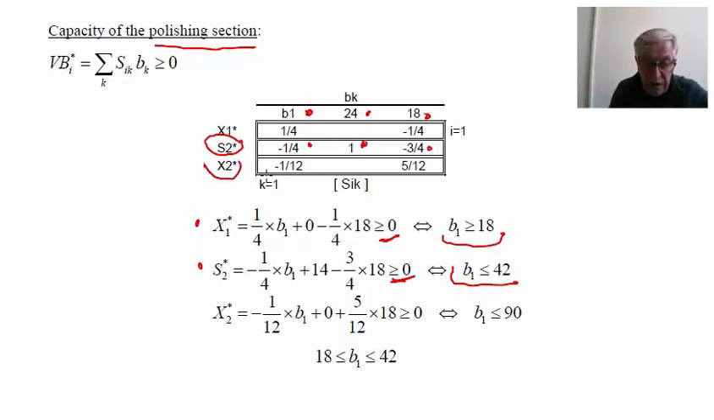And considering the last basic variable, we now get the multiplication of these values as we show here. So the result must be greater than 0. So we extract the value of B1, in this case, less or equal than 90. So considering the three conditions, we arrive to the conclusion that this is the interval in which B1 can vary without changing this list.